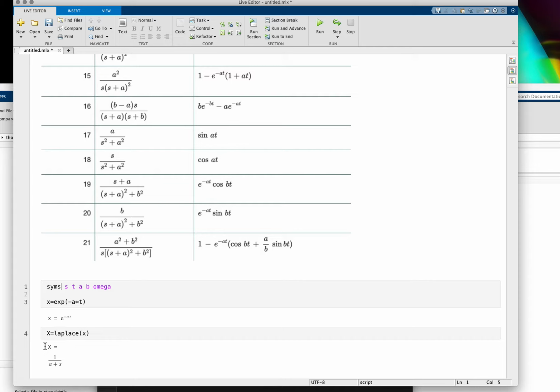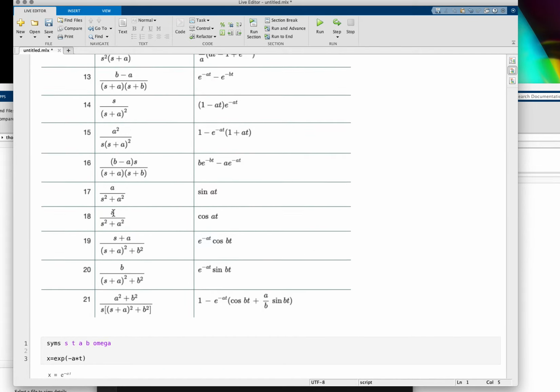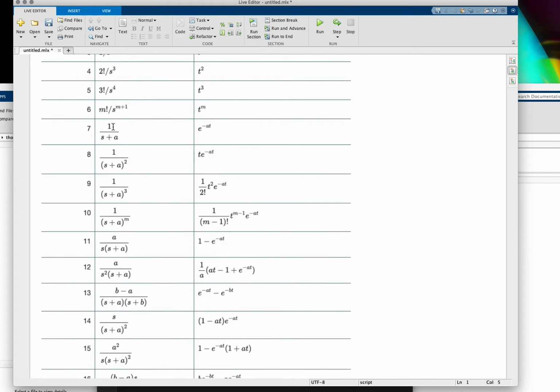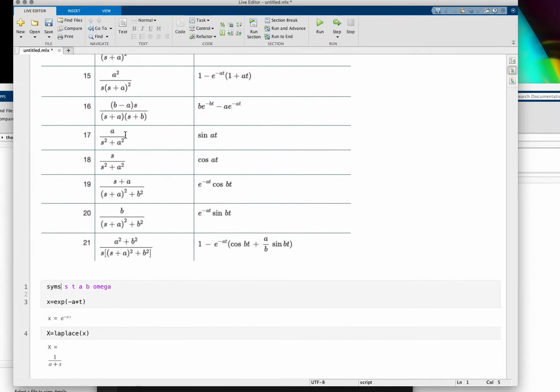I can look at the Laplace transform, and it matches with the table. It's 1 over a plus s, but that's the same as s plus a. So I go back into the table and take a look, and indeed, I feel good about that answer. If I wanted to change this to t times the exponential of minus at and rerun that, what I'm expecting to see is (s plus a) squared. I'm starting to notice these patterns. If I have a repeated root, I get this polynomial t times e to the minus at.